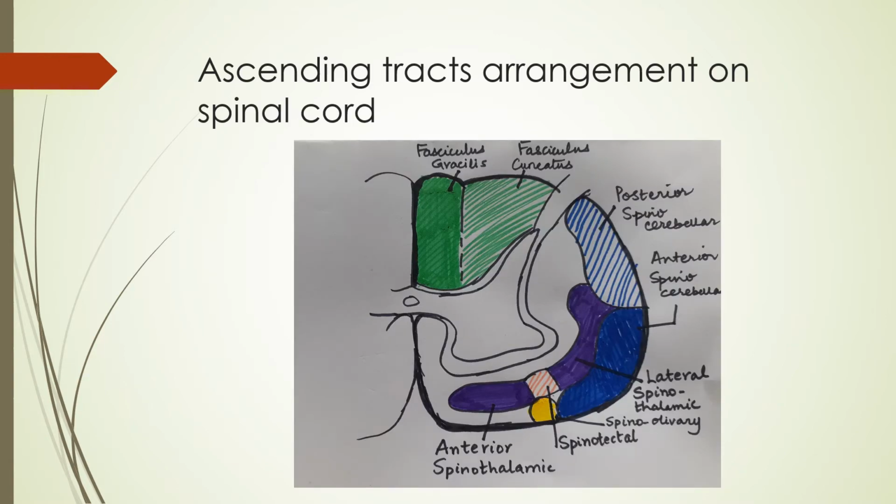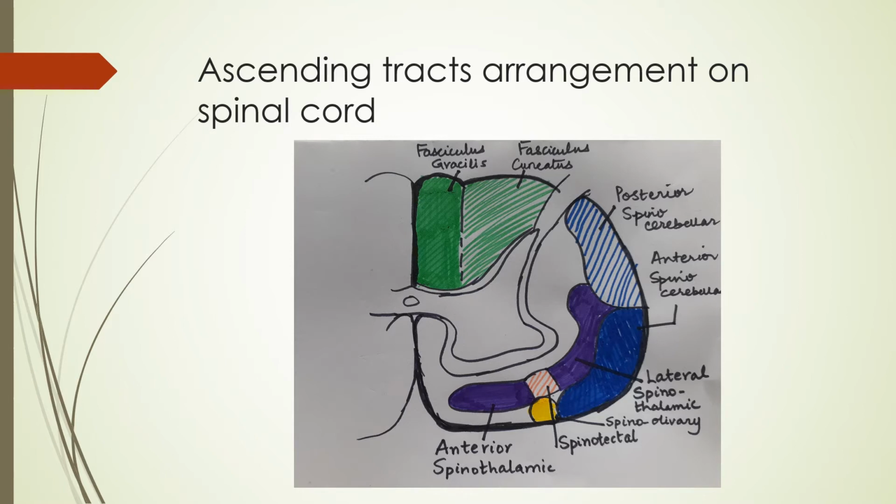So in this slide you could see there are some labeled ascending tracts mentioned in one half of the spinal cord, though they are present in both halves of the spinal cord. This is just for the sake of understanding. And you can see that there are different types of tracts over here. There is the anterior spinothalamic tract and the lateral spinothalamic tract. They both are present anterolaterally in the anterior aspect of the spinal cord. And in between lies another tract called the spinotectal tract.